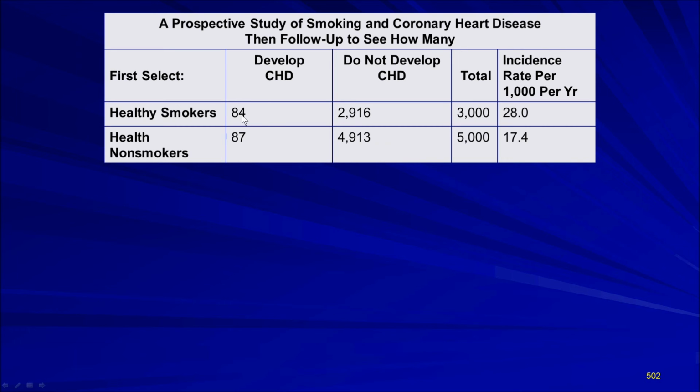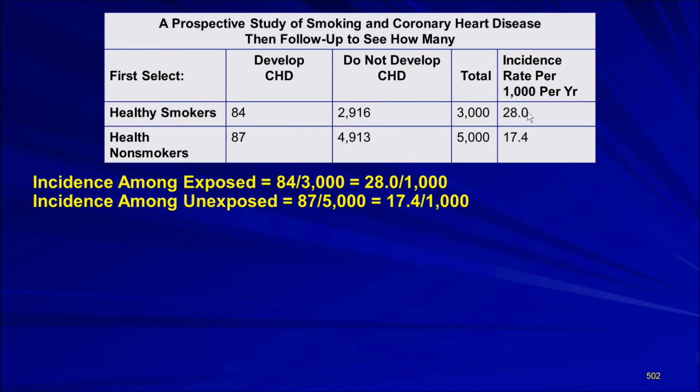Okay, so we have a group of healthy smokers and healthy non-smokers, and those that developed coronary heart disease was 84 over 3,000, which was 28. Okay, so the absolute risk is 28 per thousand, okay, for healthy smokers. The absolute risk for healthy non-smokers is 87 divided by 5,000, which is 17.4 per 1,000.